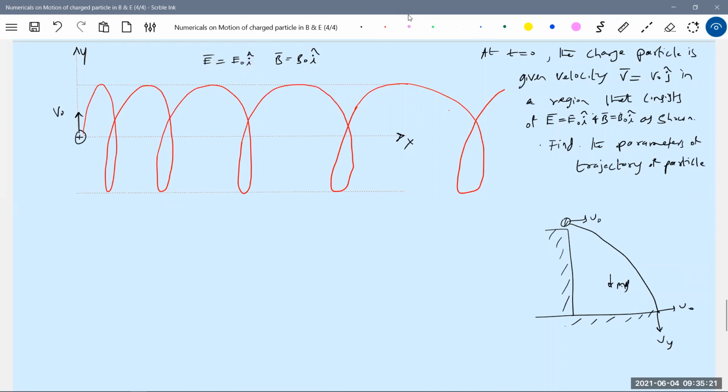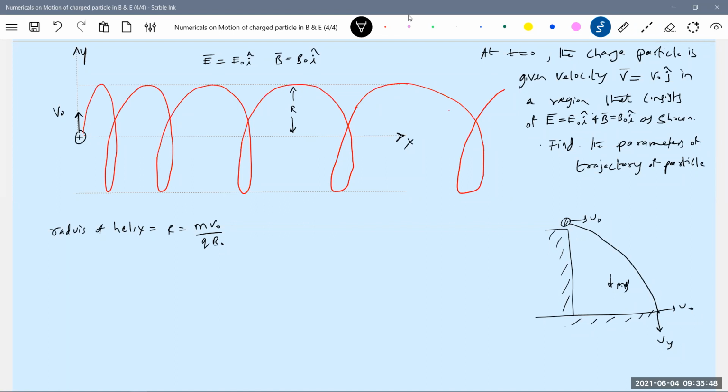So first we have to calculate the radius. Radius of helix. We'll ask several things here. Radius of helix will be determined only by the V naught component. Radius of helix is equal to m v naught by q B naught.